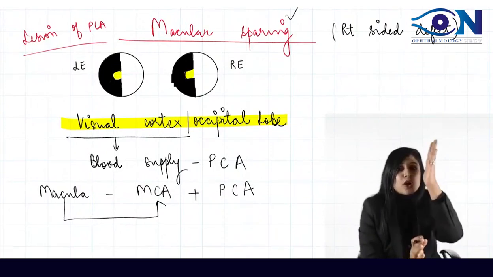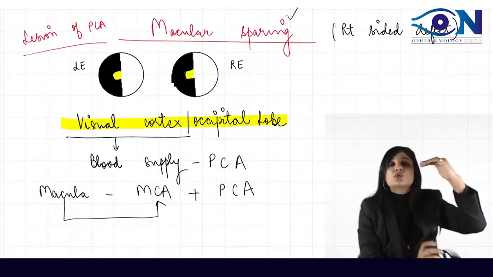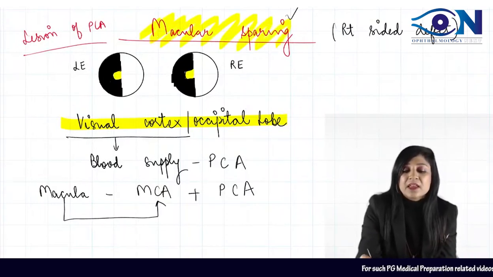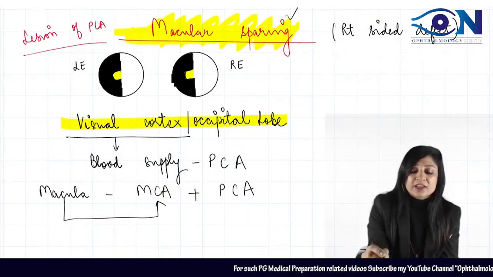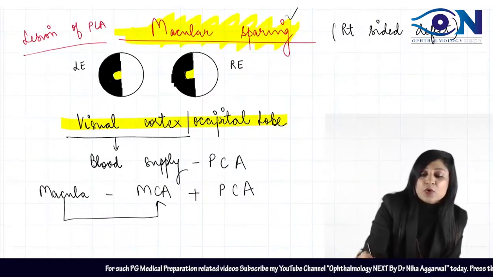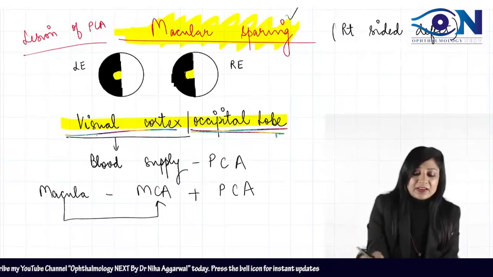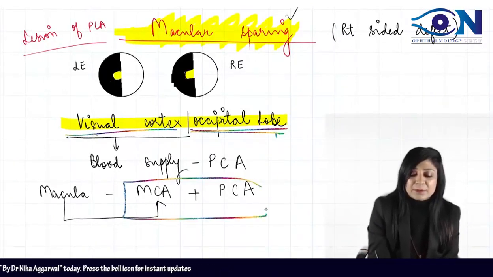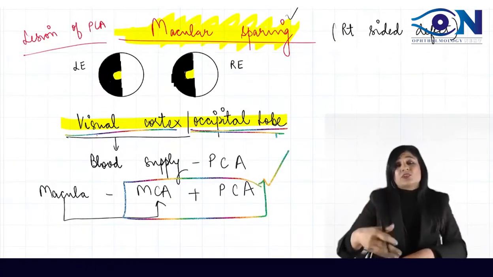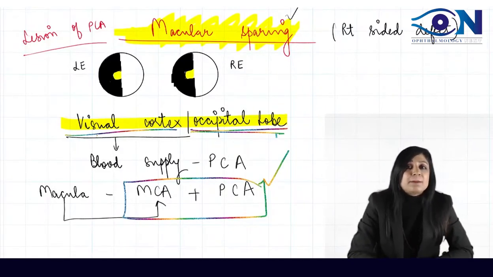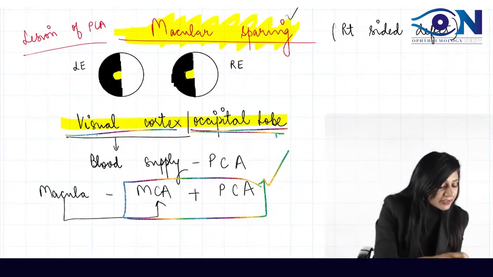So whether they showed up and down also or they showed only the quadrant, if I am having macular sparing, then it is always due to the lesions of visual cortex or the occipital lobe, and the reason is the double blood supply. Another important question which they can ask on this is that it is due to the double blood supply. So I hope it's clear now.